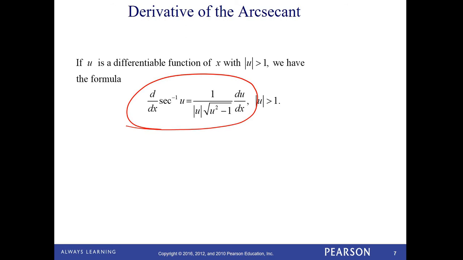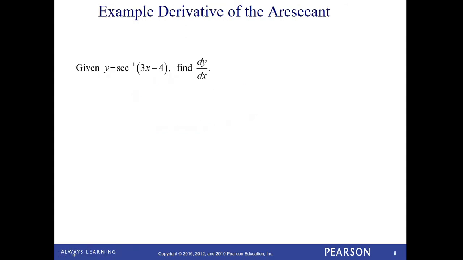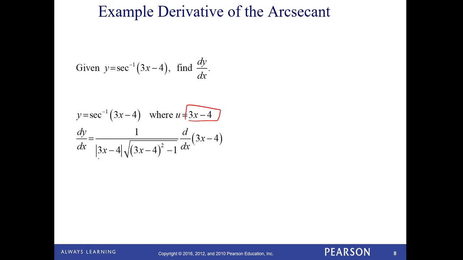So what do we do? Well, I think first we're going to do an example with secant. So secant inverse of 3x minus 4, using our formula and understanding that our inside function is 3x minus 4. The absolute value of 3x minus 4 times the square root of our function squared minus 1 times the derivative of this, and the whole thing becomes 3 over the absolute value of 3x minus 4 times our derivative.